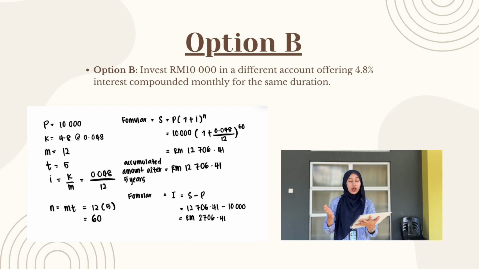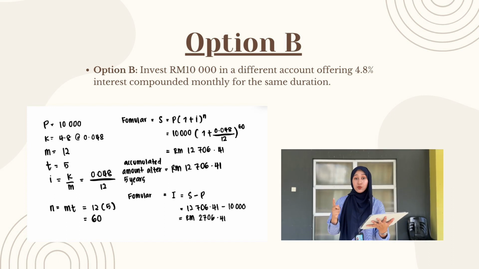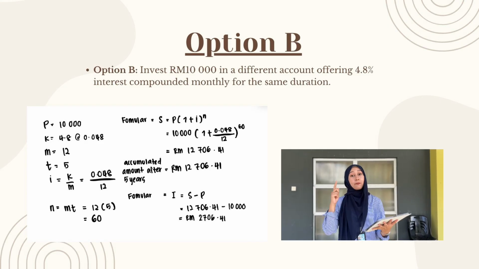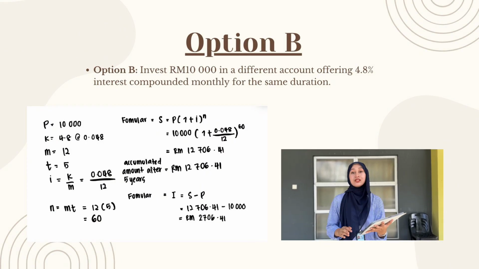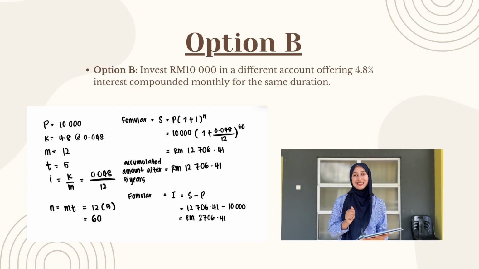And your answer will be 12,706.41 ringgit, and that will be your accumulated amount after 5 years. But right now, we need to find out how much interest we earned after 5 years. Your formula will be I equals S minus P. Just now we found our S, which is 12,706.41 ringgit. So you just need to minus your old principal, which is 10,000 ringgit. So your answer will be 2,706.41 ringgit. And that will be your interest earned after 5 years.